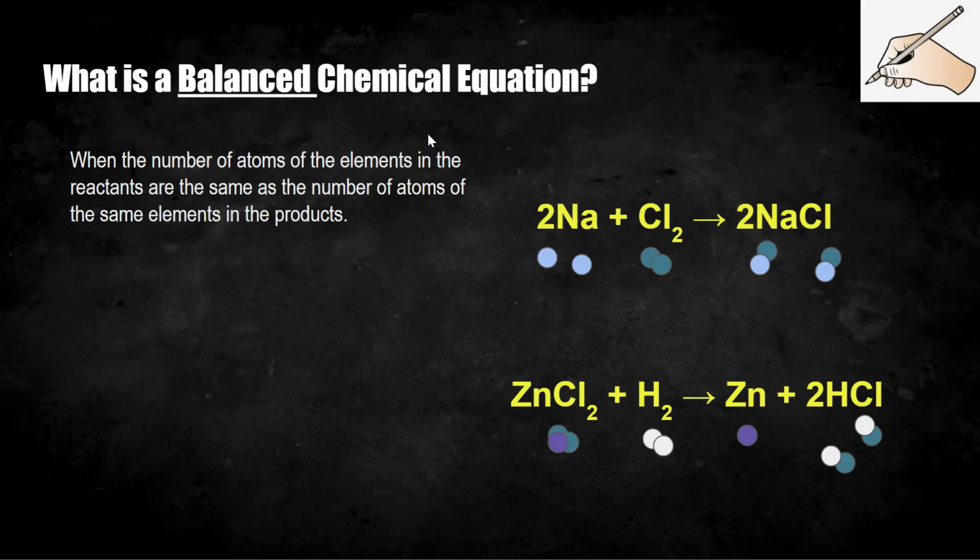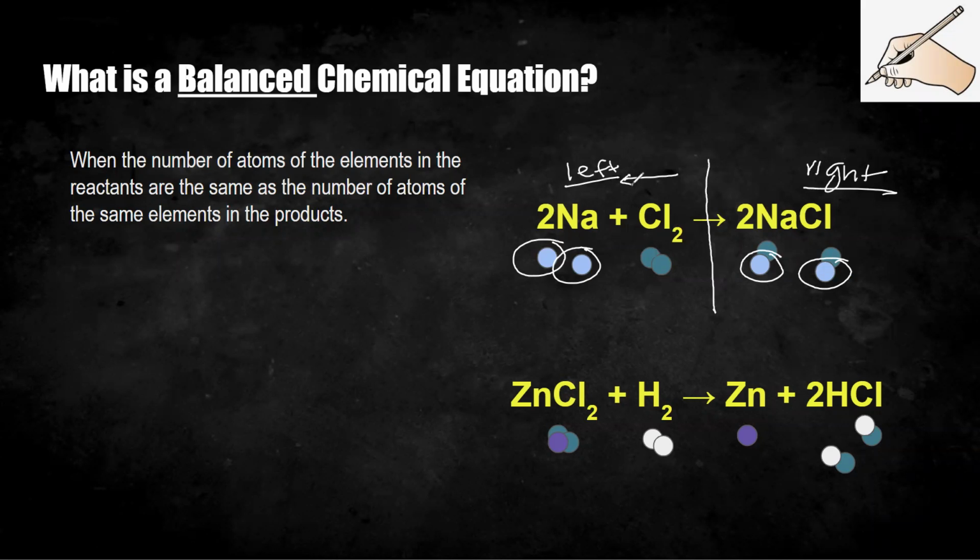So for example, here we've got our sodium and our chlorine coming together to form sodium chloride. If I count up the number of sodium atoms, I see I have 2 sodium atoms on the left side of the chemical equation, and I have 2 sodium atoms on the right side. Look at the arrow that divides the left and right sides of the chemical equation.